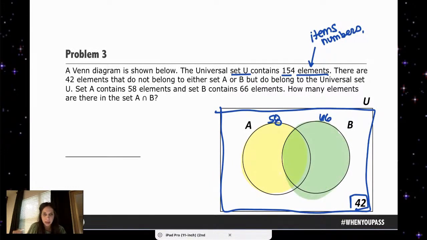Make sense? How many are there in the intersection of A and B? Or is really what that says. The intersection of A, set A, and set B. Where is the intersection?